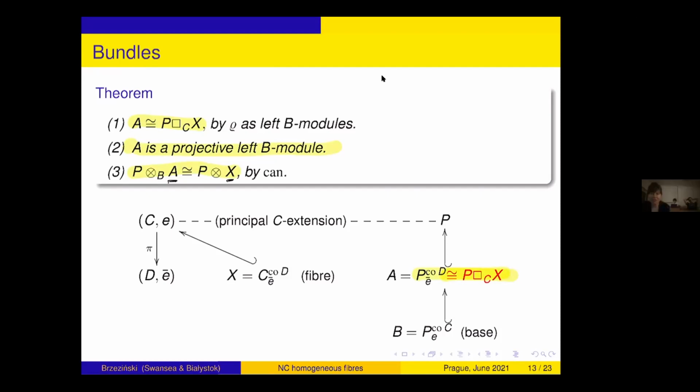Is A finitely generated or not necessarily? No, it's just projective. P is projective as a left module. It's equivalently projective because there's this splitting of the multiplication map, which is a left B module splitting, which tells us it's projective, but it's also compatible with the C coaction. So there is a bit more than projectivity. In this case, we have a projective module, but not finitely generated, just like the principal bundle is not finitely generated, it's just projective as a module of sections.